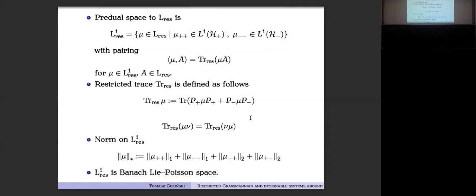And the pairing is given by a trace, but one needs to be a bit careful with the trace because mu times A is not in general a trace class operator, so one has to make it trace class by a combination like this. When you compute, it's the same, but you have to be careful because you cannot multiply by an arbitrary element as it would go out of the scope of the trace and would stop making sense. But this restricted trace follows the normal properties of a trace if you make sure to take the operators for which it's defined. So this L1 restricted space is a Banachian Poisson space. You can write down the Poisson bracket, you can write down the norm as one would expect, but it's not enough to do what I need: a central extension.